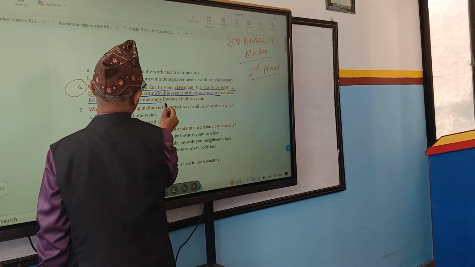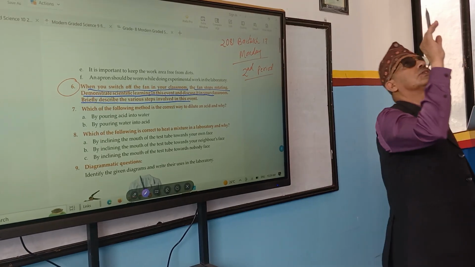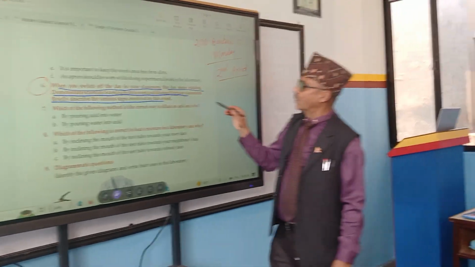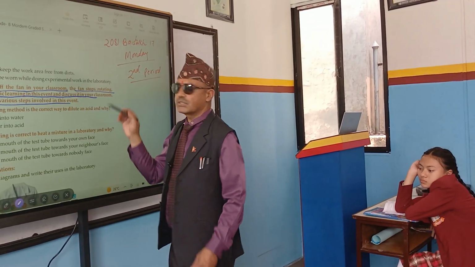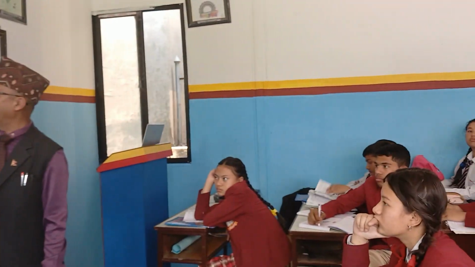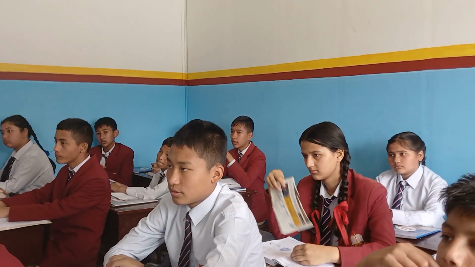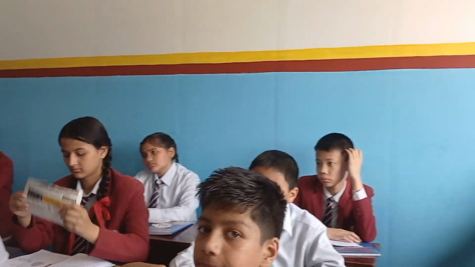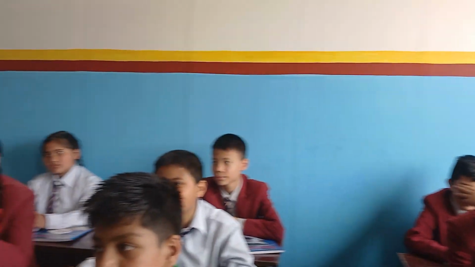We will describe the various steps involved in this event. What are the different steps involved while discussing this? It is given here. When you switch off the fan in your classroom, the fan stops rotating, right? Then what is the objective at first? Why does the fan stop rotating when we switch off the fan? And now what is the second portion?